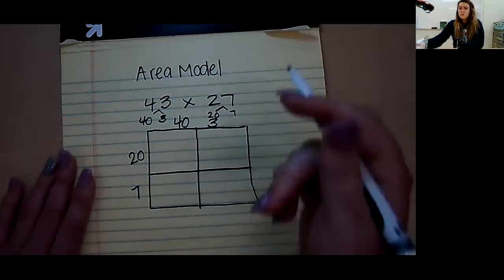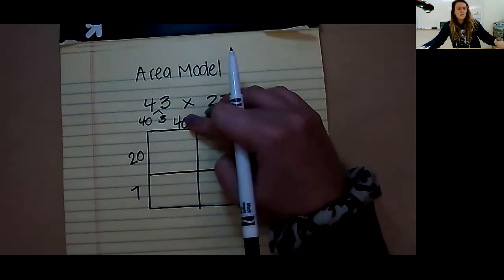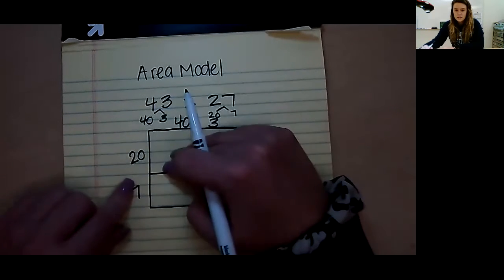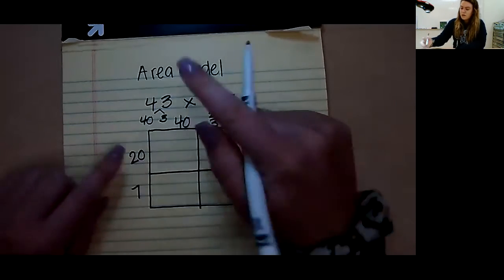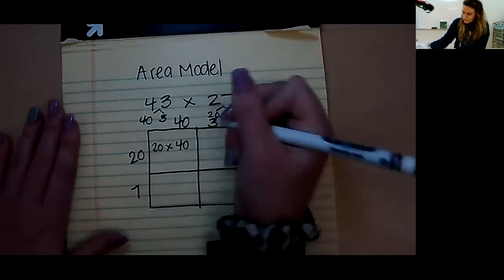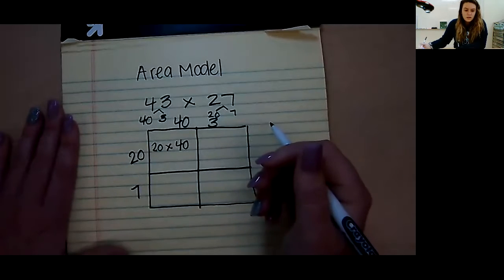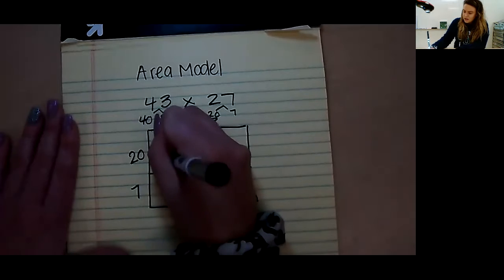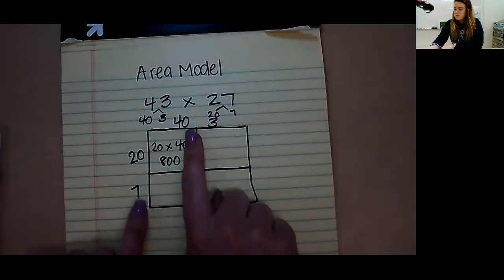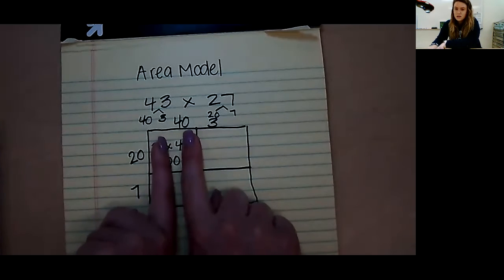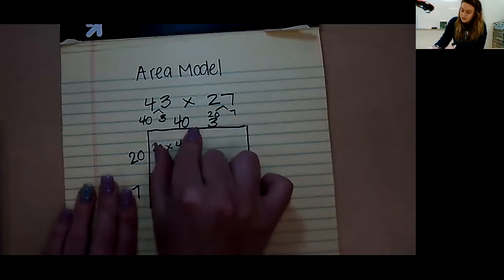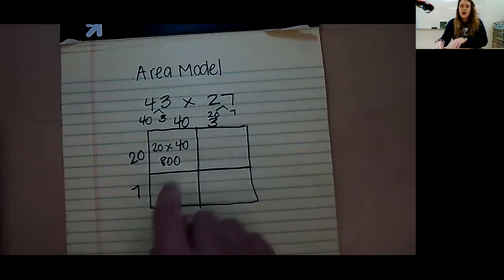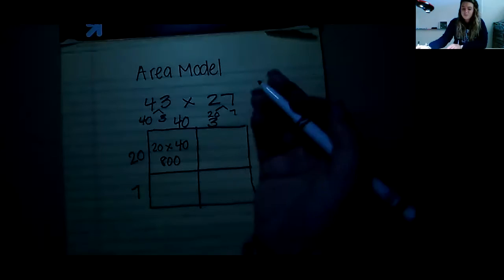So then what you're going to do is you're going to be multiplying the boxes. So you're going to multiply from the side to the top. So in this box, we're multiplying 20 times 40. And 20 times 40 is 800. I like to always tell my students when they're multiplying, especially with the zeros, we cover up the zeros. It's kind of hard to see. We multiply and then we add the zeros back at the end.